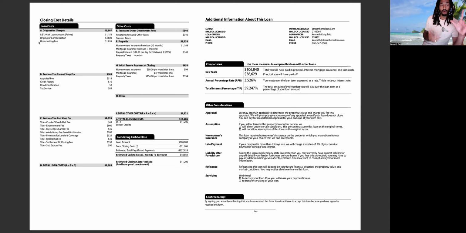This is going to be your title escrow related third-party charges. Your courier fee shows right here, $65. A courier fee is basically your fee for shipping a package, or moving some sort of documents back and forth.